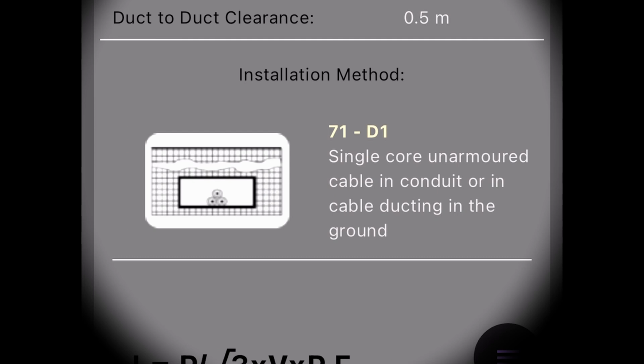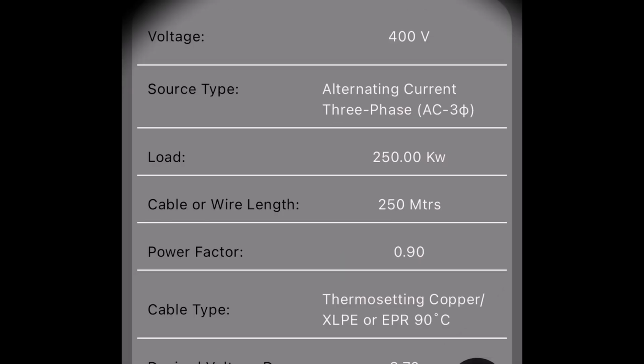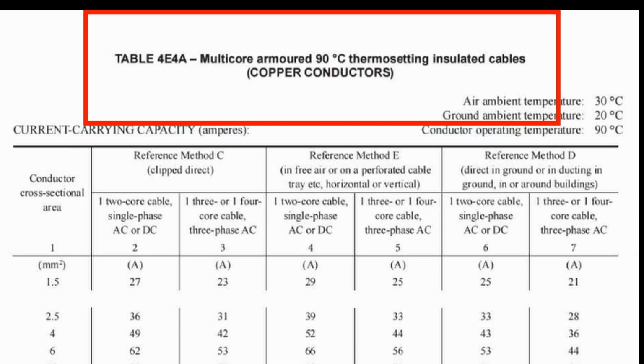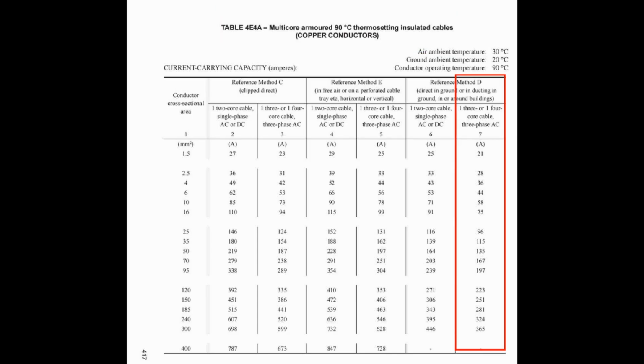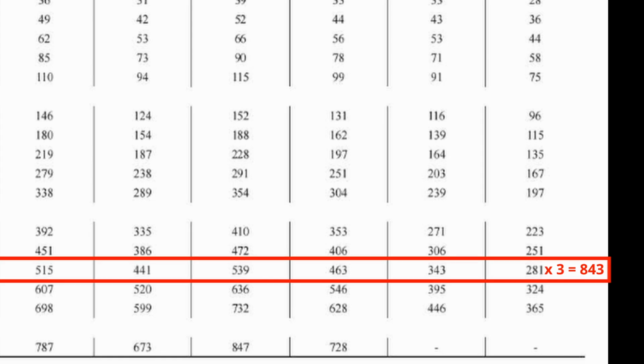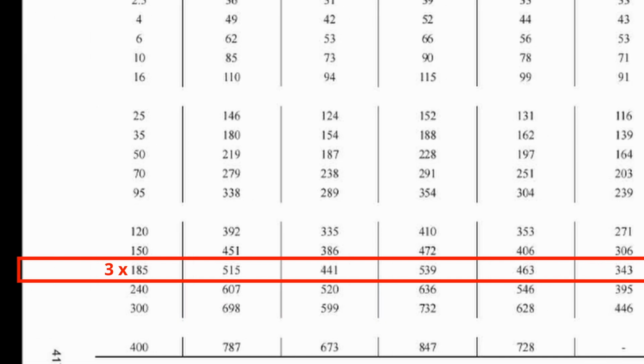Given that the installation method applied to the load is D, underground installation in a duct, and the selected copper conductor has a 90 degrees Celsius operating temperature with XLPE/EPR insulation, and for three-phase load, you should refer to Table 4E4A in Appendix 4. Search for a current value greater than or equal to 800 amperes under the D installation method column. Based on the table, 281 amperes times 3 gives the appropriate current capacity, requiring 3 runs of a 185 square millimeters conductor cross-sectional area.